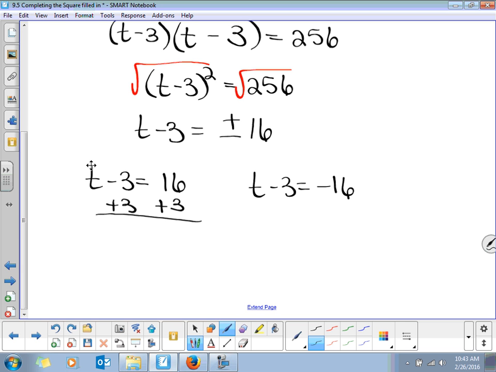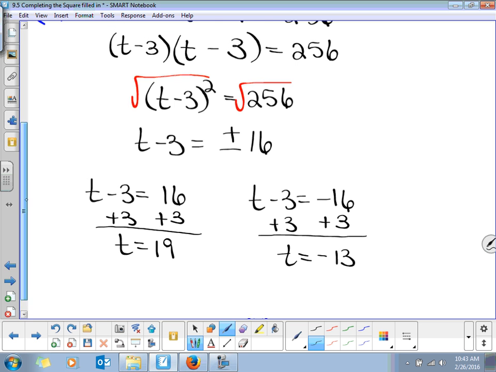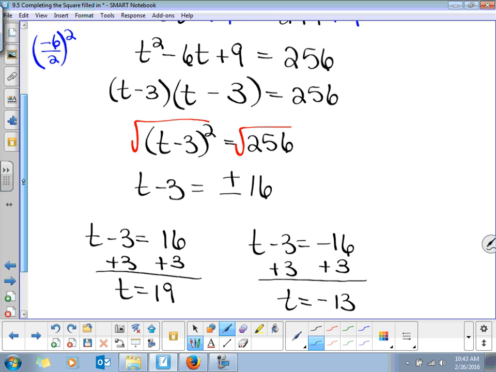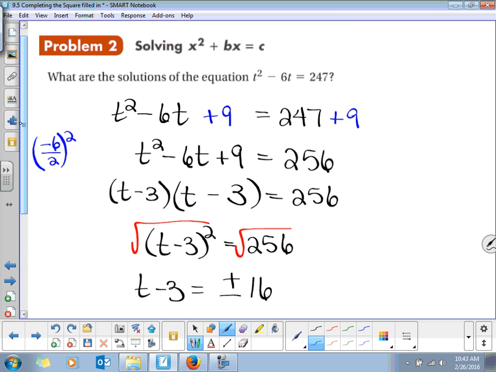So we're going to add 3 on both sides here, and we get t is equal to 19. Add 3 on this side, and t is equal to negative 13. So those are the two solutions that will make that equation a true statement.